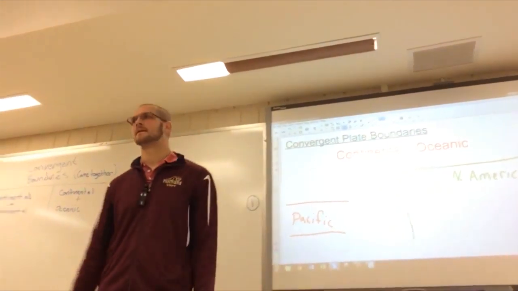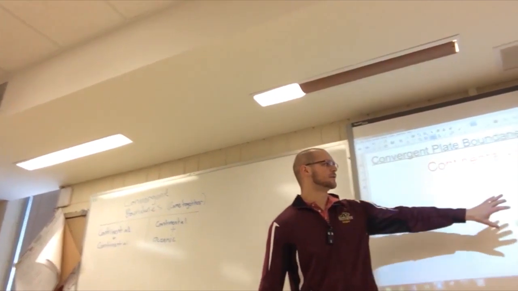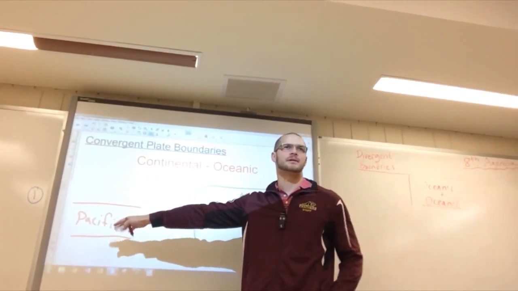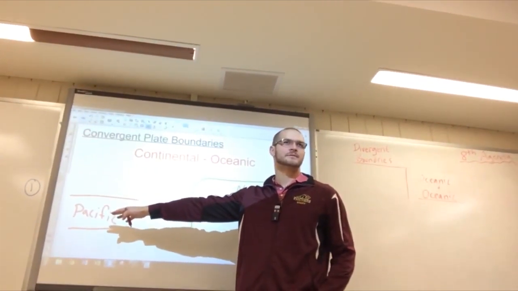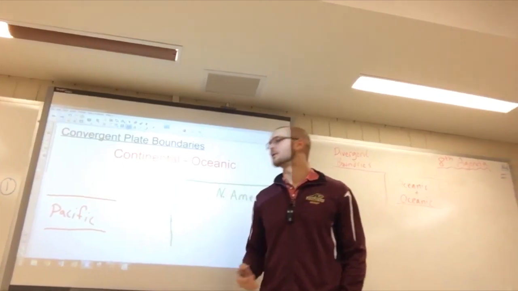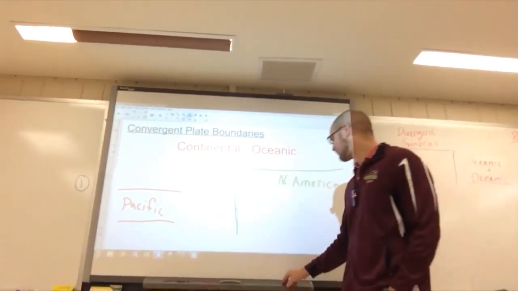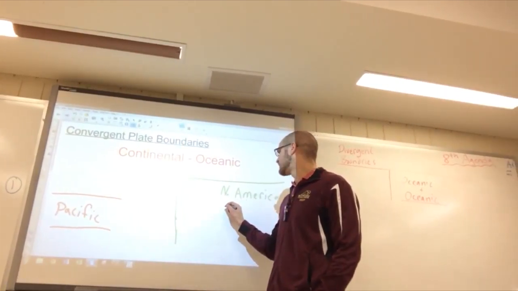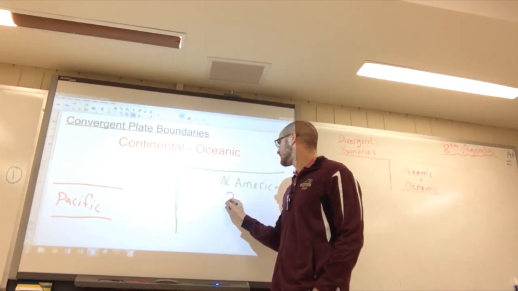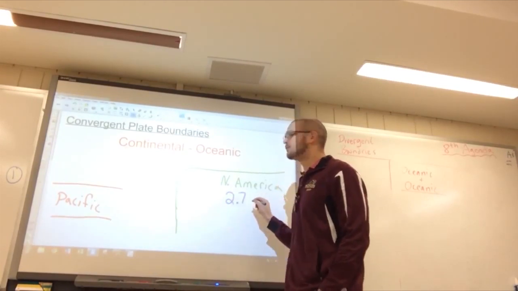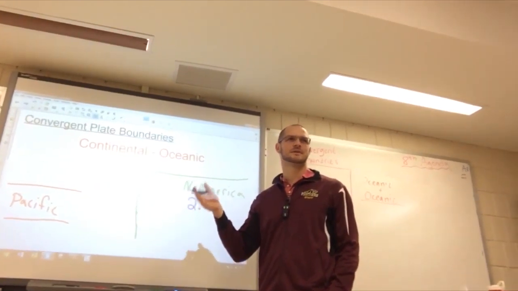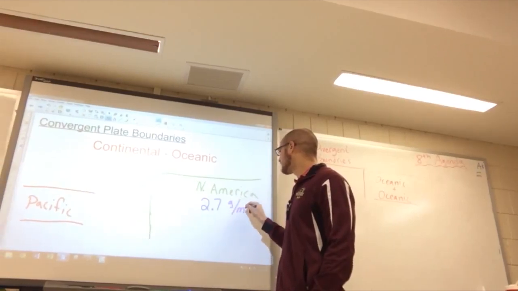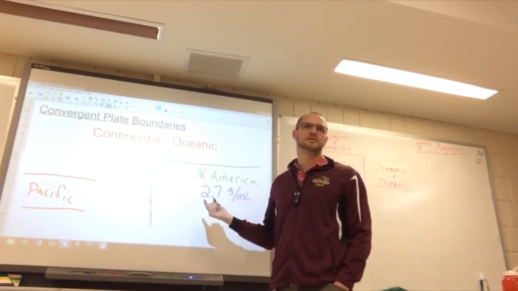Now, what density did we learn these have? The North America plate has a different density as a continental plate than this oceanic plate. Can you go back in your notes quick? Somebody find that. It was in the video notes from before. The North American plate has a density of, Andy? 2.7 g/ml. What does that stand for? Milliliters. Grams per milliliter. Yep. So for every milliliter, this weighs about 2.7 grams.